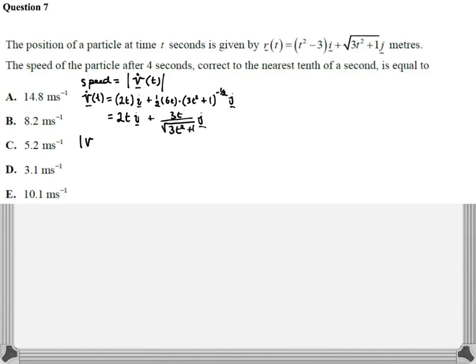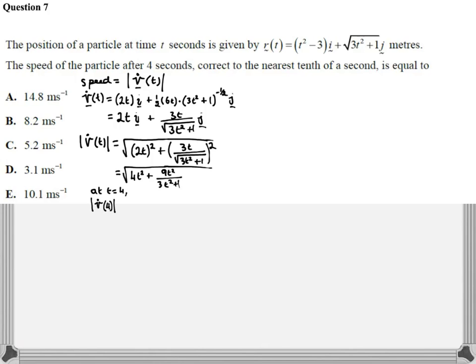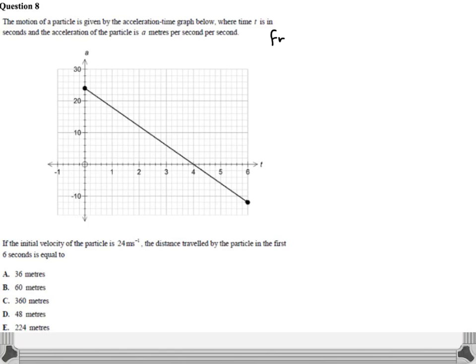Okay, so once you've got your velocity function, we're going to find the magnitude. Magnitude is given by that, the square of each component added together and then square root. You simplify that, and we have that as our speed function. Okay, once you get your speed function, we're interested to know, well, what is the speed at 4 seconds? So at 4 seconds, we're going to substitute it in and evaluate. We get 8.2.